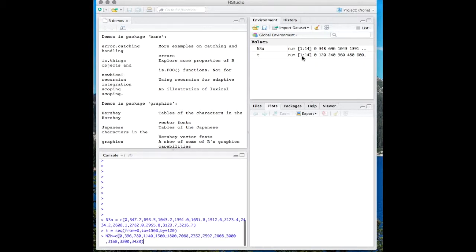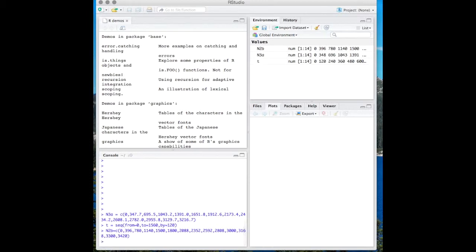Now let's enter the data from N2B. So these are the values that we calculated when we were guessing that the rate was constant over the 120-second long interval. Okay, and again we get a list of 14 numbers. Now let's enter the function that we calculated in part 2D.